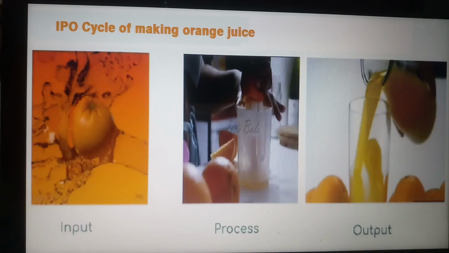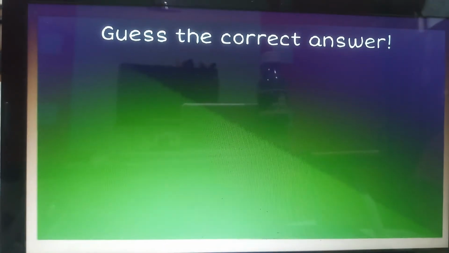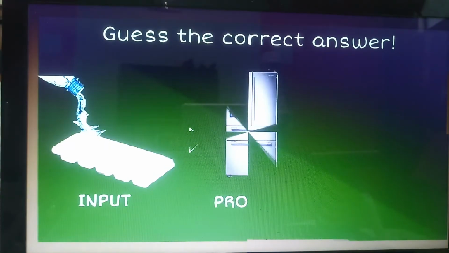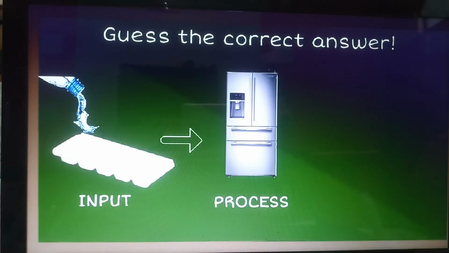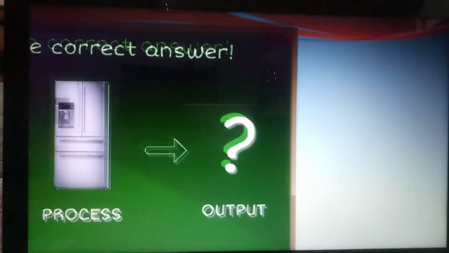Now it's activity time. Guess the correct answer. What will be the output? As input, we fill water in a tray. As process, keep it in the freezer of the refrigerator. Then what will be the output? Guess what will be the output? Yes, ice cubes are the output.